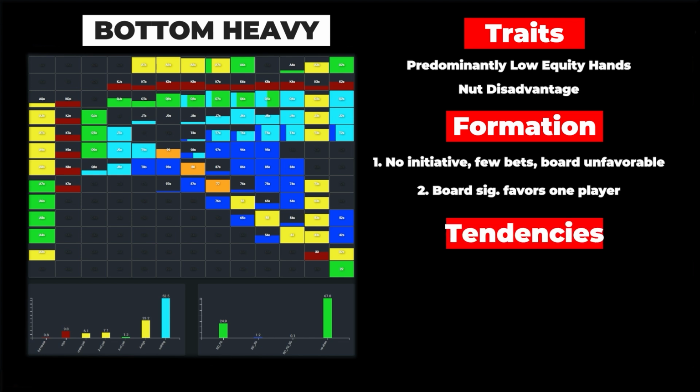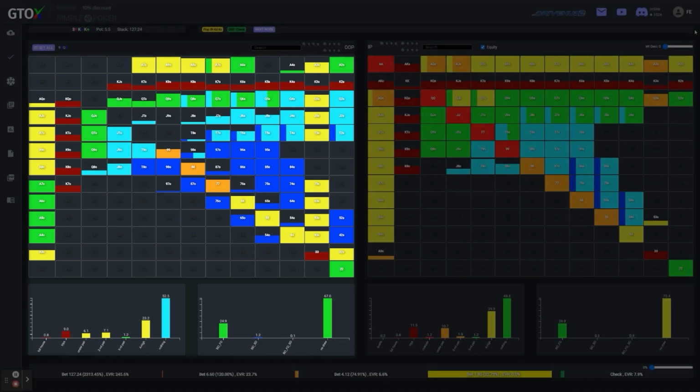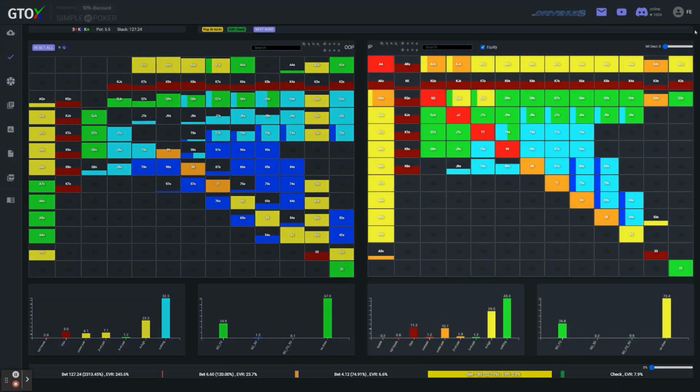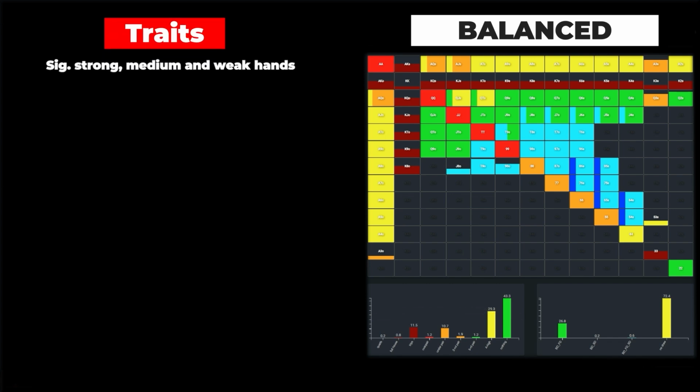For example, when a runout gives villain many flushes or straights, which renders hero's range mostly trash. Offensively, a bottom-heavy range typically plays very passively, and when it does bet, it is usually on the smaller size. Defensively, a bottom-heavy range is often attacked with small sizings, as we see is the case here. On the flip side, the button's range is what we refer to as more balanced relative to the opponent's range, with some weak, some medium, and some strong hands.